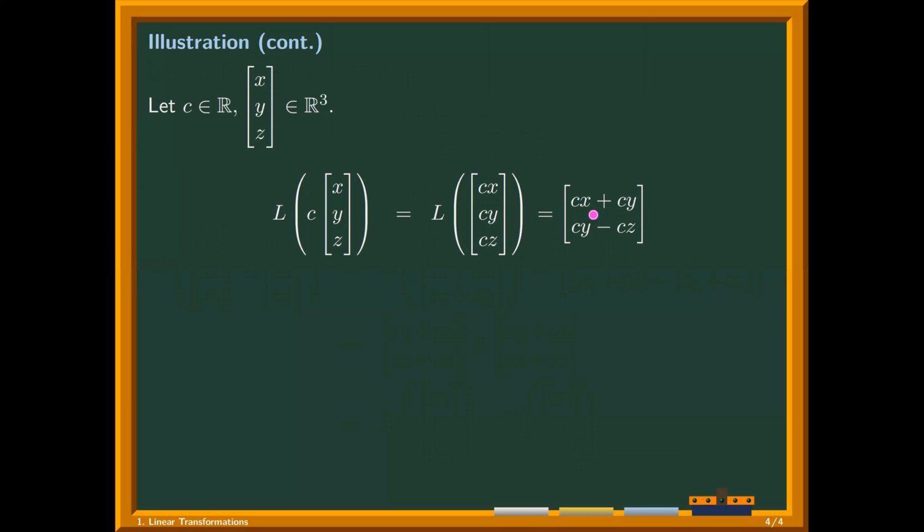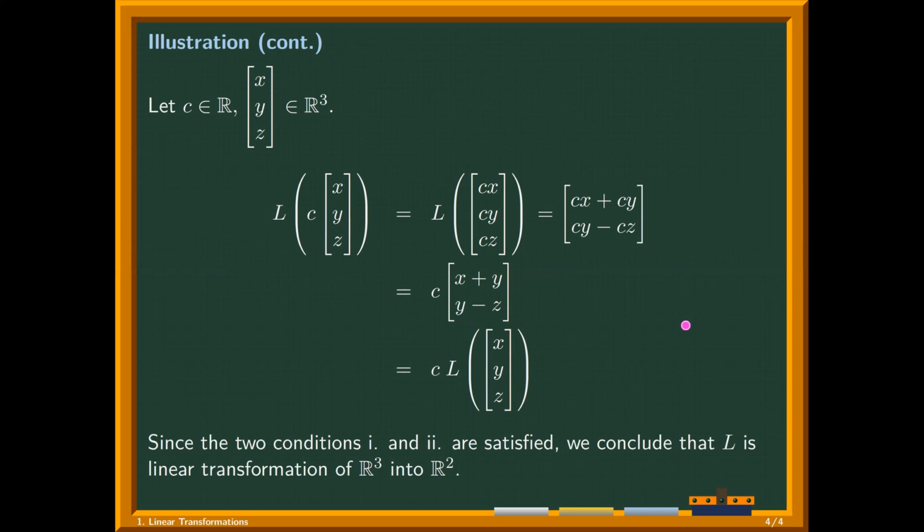Observe that in this vector, each term has a c. So we can factor out that c. We can write this as the scalar multiple of the vector (x plus y, y minus z) by c. And applying the definition of L, we see that L of c(x, y, z) equals c times L of (x, y, z). So the second condition is satisfied. Both conditions are satisfied, and we conclude that L is a linear transformation of R3 into R2.